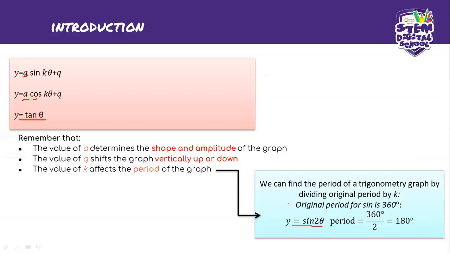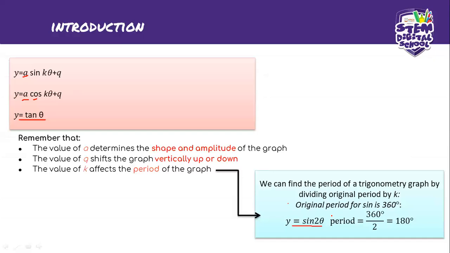Now, the original graph for sine is y equals sine theta, where K equals 1, right? Hence, the period of that particular graph is 360. But now, if K is no longer 1, in this case it is 2, then how do we determine the period? Here the period equals 360 divided by 2, which equals 180. That is the period. That's how we should determine the period.